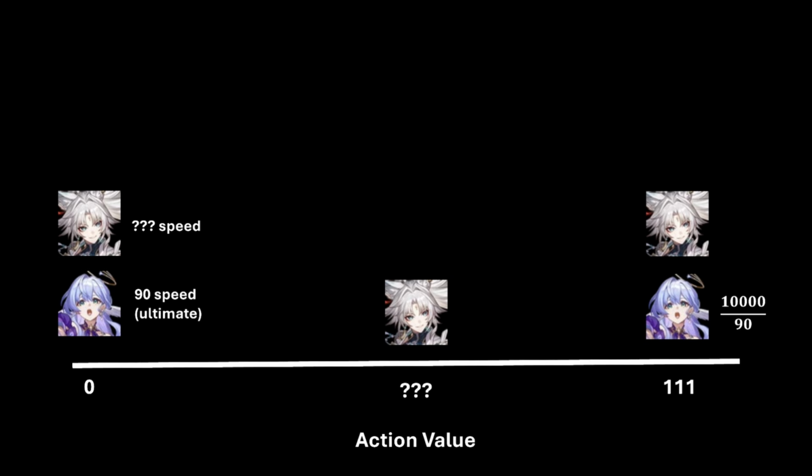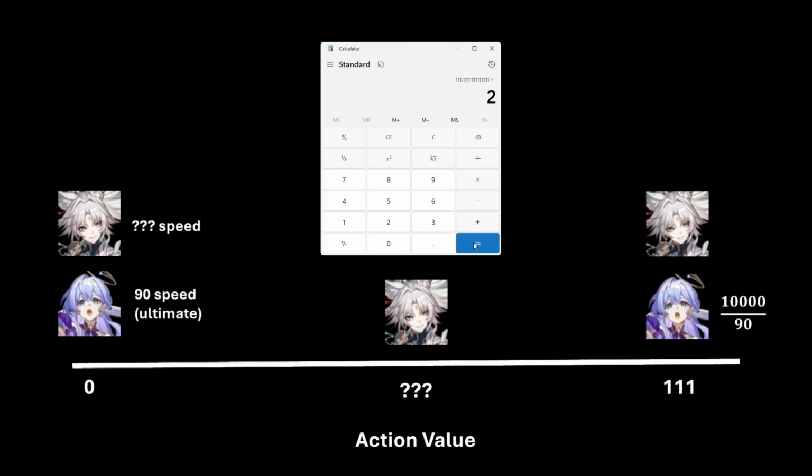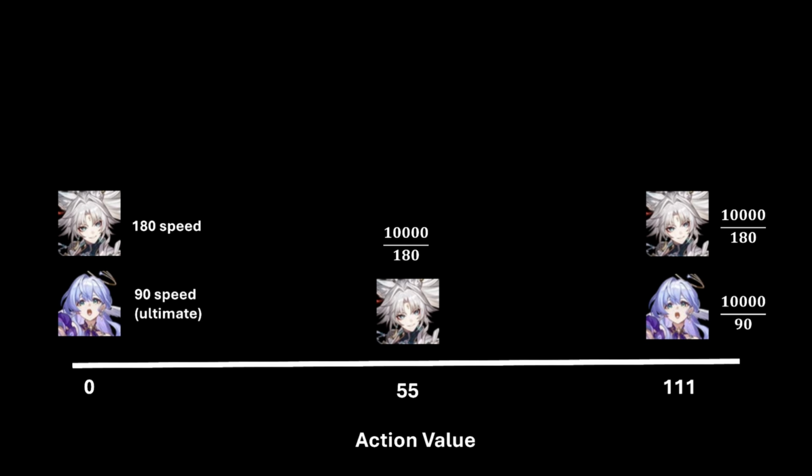How fast would Phase Shout need to be to do that? 111 divided by 2 is 55.55. This is the action value each one of those turns would need to be. 10,000 divided by 55.55 gives us the speed Phase Shout would need to be to do that, 180. That speed is impossible to achieve without completely destroying Phase Shout's damage.